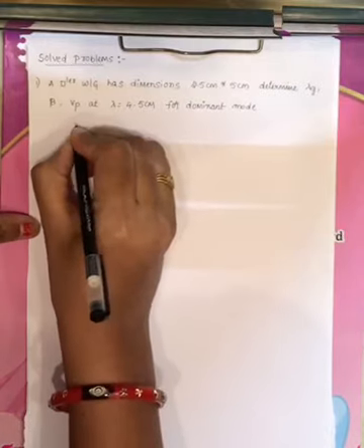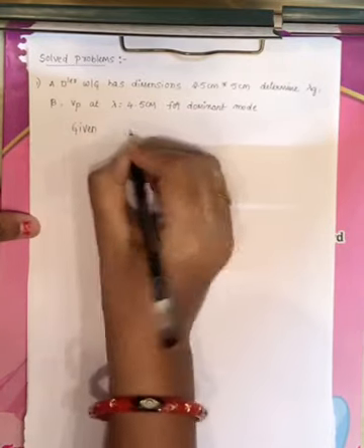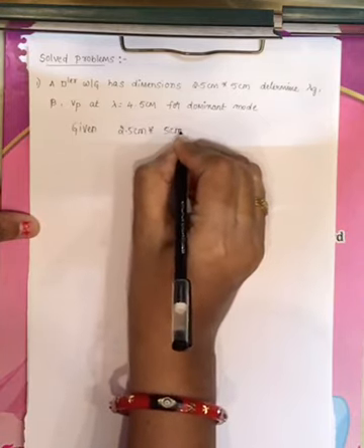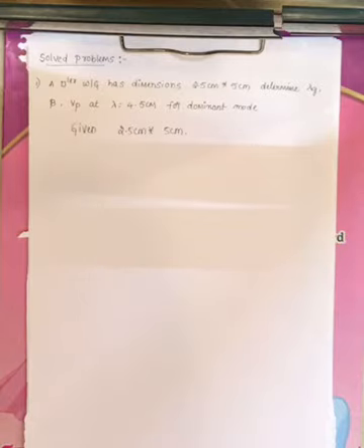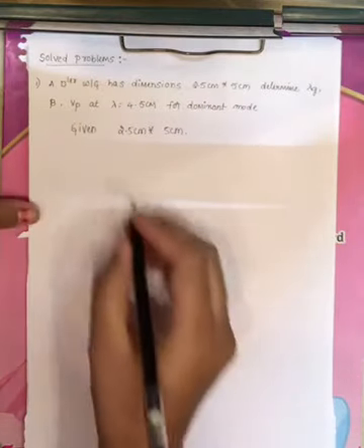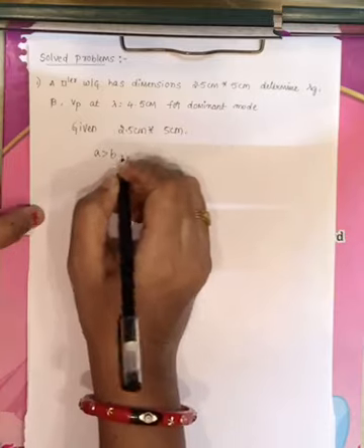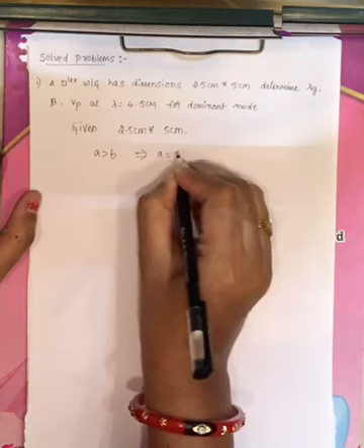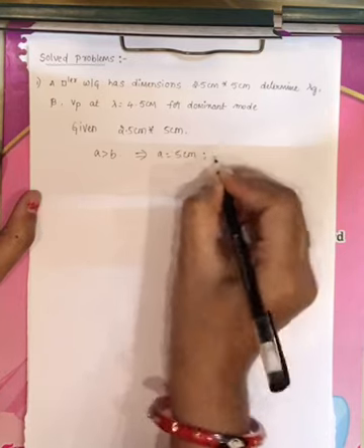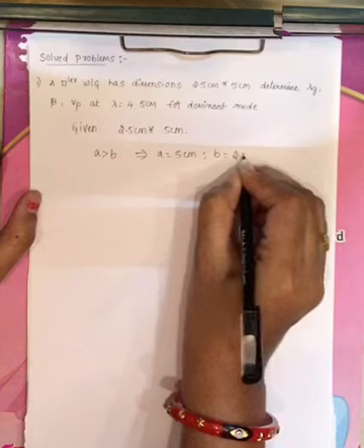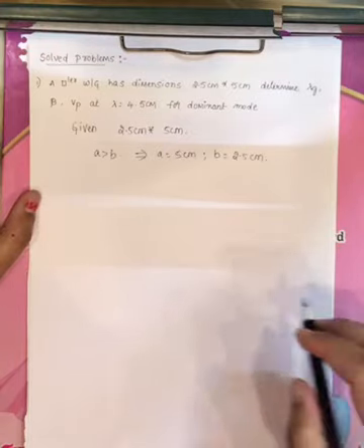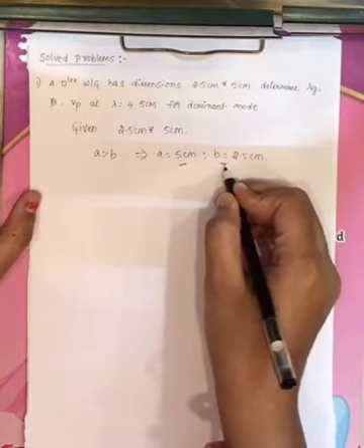Now what is given? The given dimensions are 2.5 centimeter cross 5 centimeter, right? Always a is greater than b. Now what is the a value? If you follow this criterion, the a value is 5 centimeter and the b value is 2.5 centimeter, right? a is greater than b.